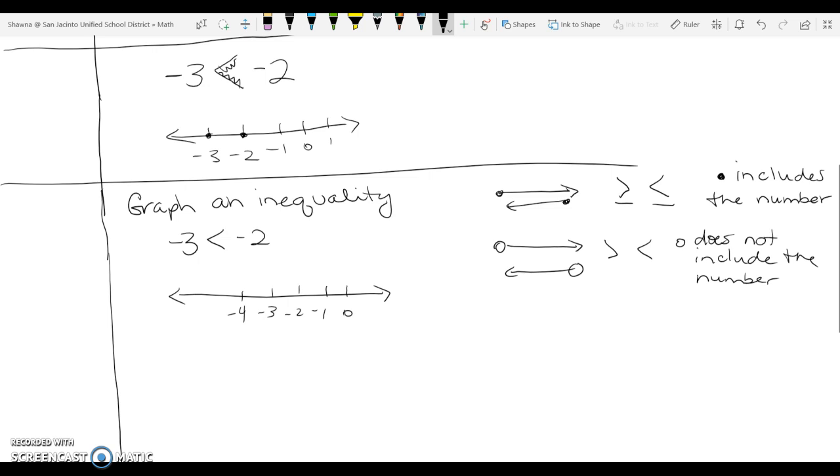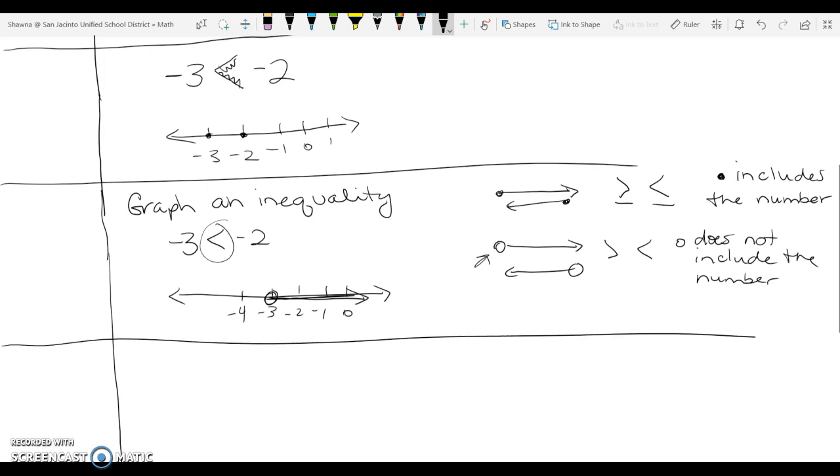Okay, so I have a situation where I've got -3 and -2, and I know that -3 is less than -2. So the way I'm going to graph this inequality is, I know that it's not equal to, so that means it's going to be an open dot. So an open dot is going to go on -3, and since it is less than -2, obviously everything above that is going to be bigger than -3. So that's how you would draw that.